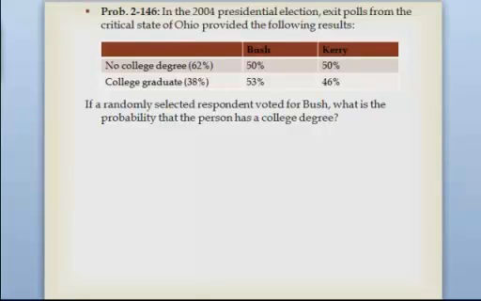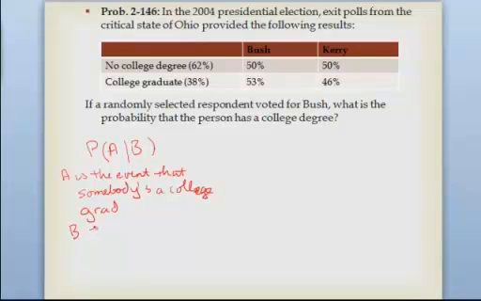Now, what I think is most important to do in these kinds of problems is simply to write down what we're really looking for. We're saying, given that a candidate voted for Bush, we'll call that B, what's the probability that they have a college degree? Well, let's call that A. So we'll say probability of A given B. So let me write that down here: A is the event that somebody's got a college degree, and B is they voted for Bush. Okay, so we've defined our events. We know what we're looking for.